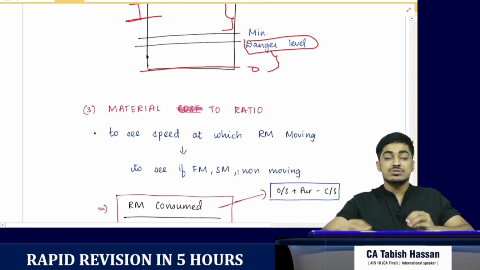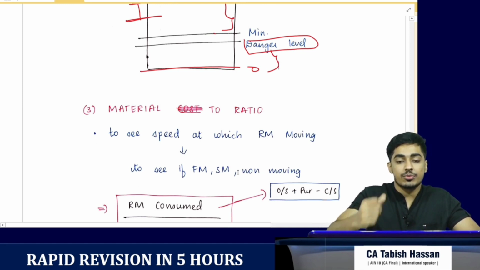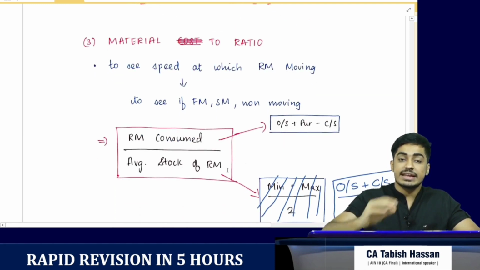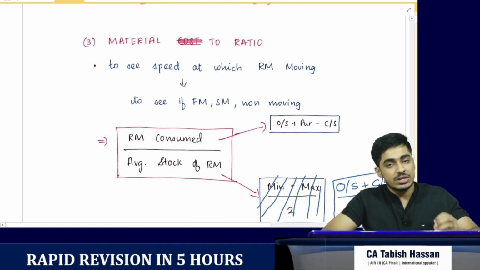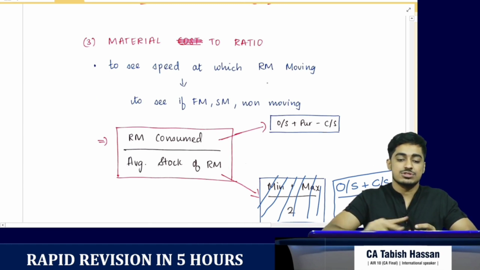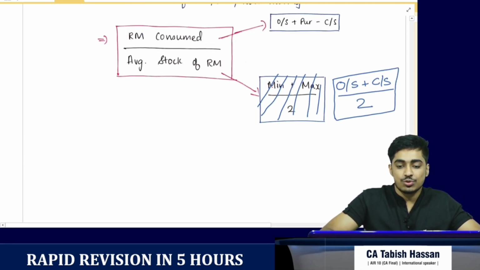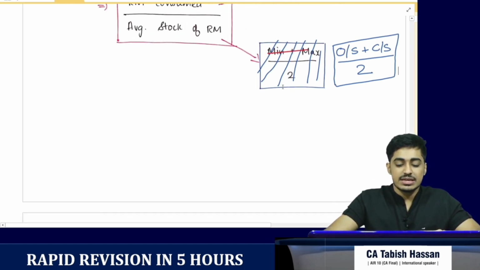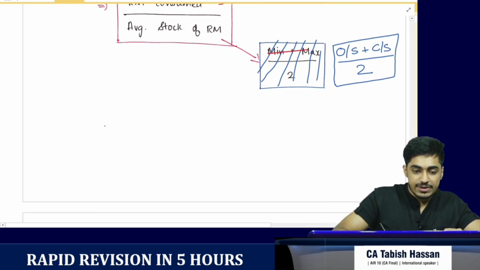Why do we use it? We use it to see the speed at which raw material is moving, to see whether the raw material is fast moving, slow moving, or non-moving. How do we get it? We get it as raw material consumed divided by average stock of raw materials. And raw material consumed, we get it as opening stock plus purchases minus closing stock. And average stock of raw material, how do we get it? We get it as opening stock plus closing stock divided by 2. Okay. Say for example, the material turnover ratio is equal to 365 times.